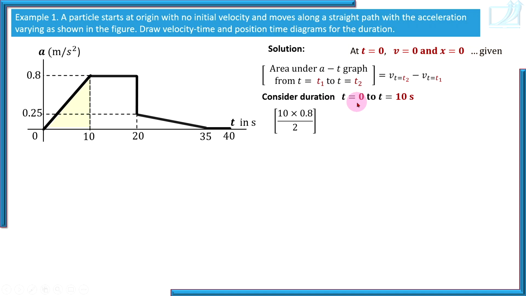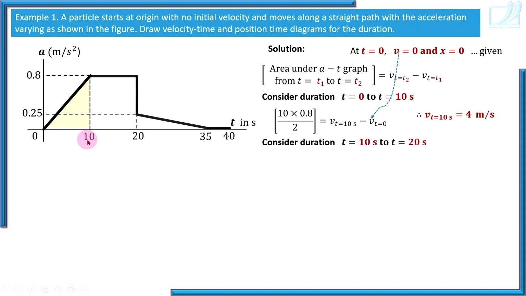Now t1 is 0 and t2 is 10 seconds. This gives you velocity at t equal to 10 seconds minus velocity at t equal to 0. Now velocity at t equal to 0 is known. At t equal to 0, velocity is 0. So put it here and you have found velocity at t equal to 10 seconds as 4 meters per second. Now continue. Next interval from t equal to 10 to t equal to 20 seconds.